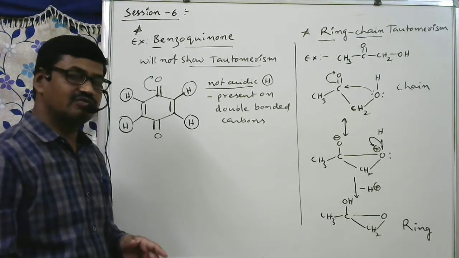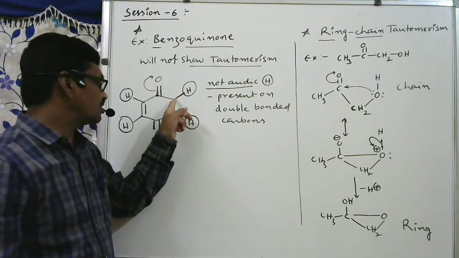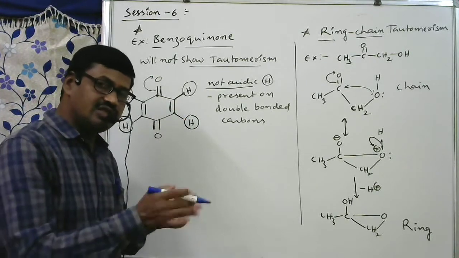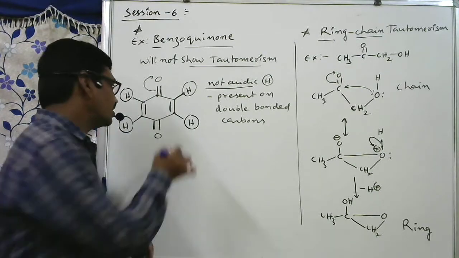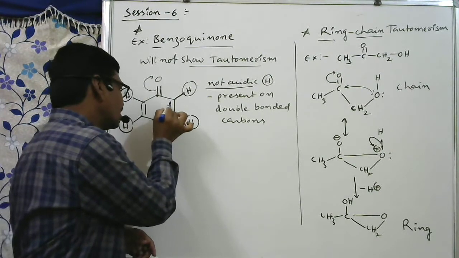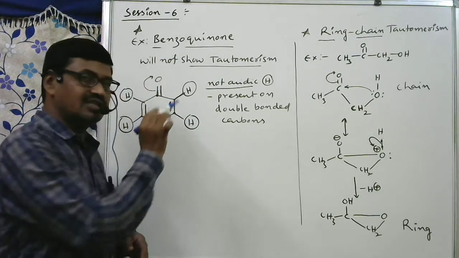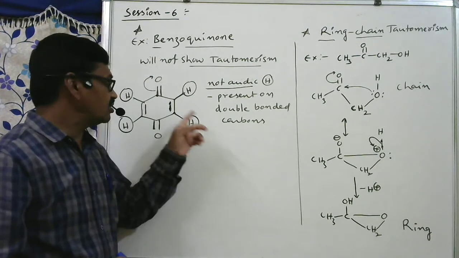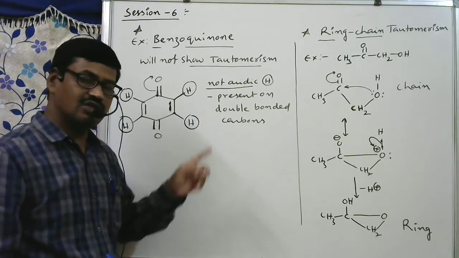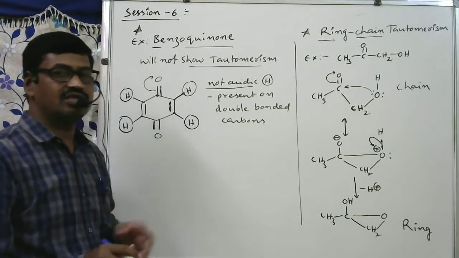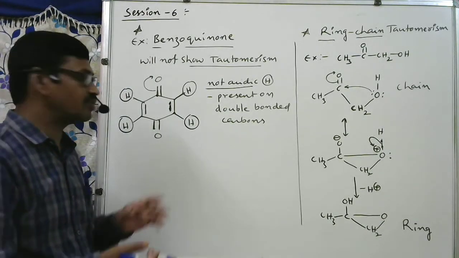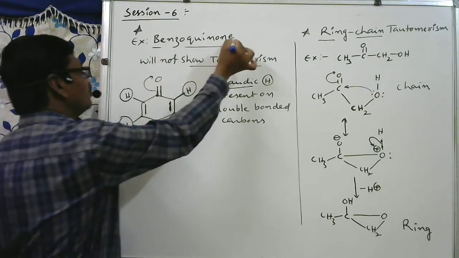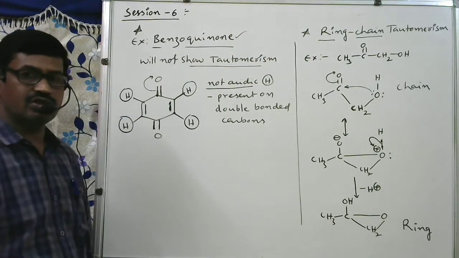And one more reason: whenever this C-H bond shifts here, that delocalization is related to hyperconjugation. And these pi electrons, the double bond electrons, when shifted here, that concept is resonance. Among these two, resonance and hyperconjugation, if both are present in the same molecule, we have to consider resonance. Through resonance only, we can explain the property of this molecule. So here it will not show tautomerism. Which compound? Benzoquinone will not show tautomerism.